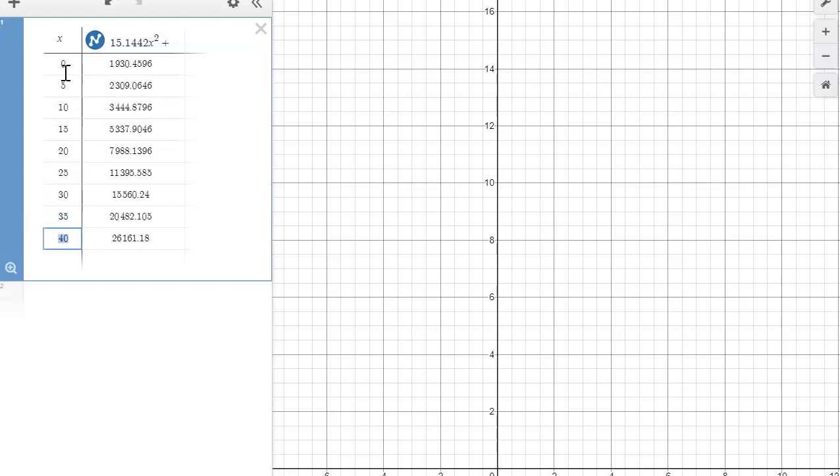Okay, so now I have my values, and number 2 says to round to the nearest dollar. So for 0, I'm going to have 1,930. For 5, I'm going to have 2,309. For 10, I'm going to have 3,445, because the 89 cents makes it round up. On 15, I have 5,338, because the 0.9 makes it round up. For 20, I have 7,988.